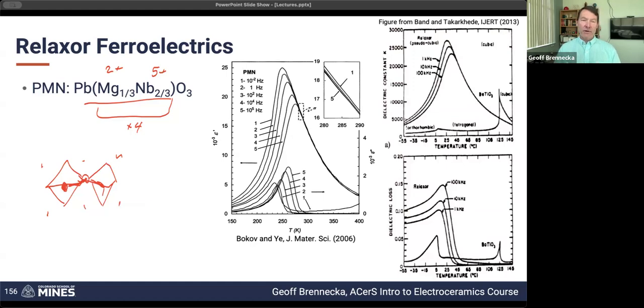cations sitting in there as well. So we have a relatively constant lead oxygen sublattice everywhere else. And then we're mixing up which B sites are filled by either magnesium or niobium. You end up with a wide range of local environments between this cation to oxygen to that cation, or this one and its next nearest neighbor over there, and that next nearest neighbor over there.